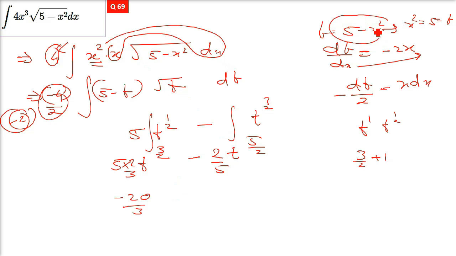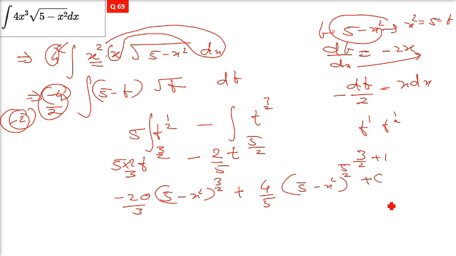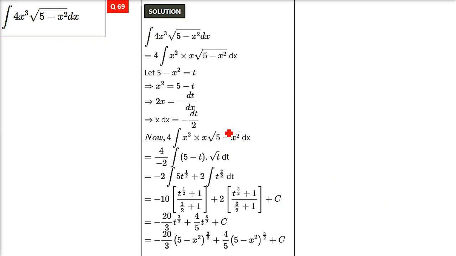What was t? 5 minus x square. So (5 minus x square) to the power 3 by 2, minus 2 by 5. So you have to multiply it by negative 2. This will be plus 4 by 5, and in place of t, (5 minus x square) to the power 5 by 2. That's the constant of integration. Now this is how you are going to go about it. And this question has no catch. Just x cube can be written as x square and x, and the rest of the things are known to you.